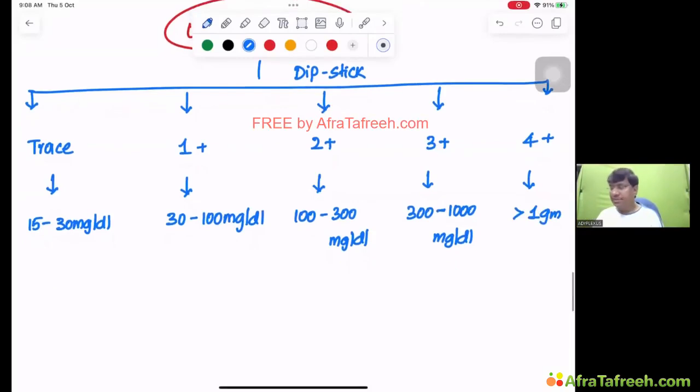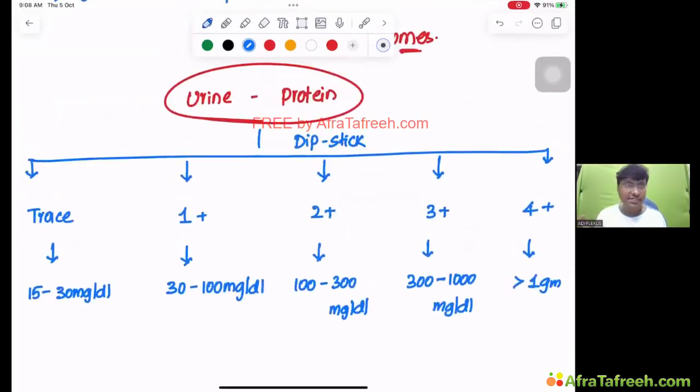Okay, so this point is very, very important because 2-3 times the questions have been asked. If the dipstick shows 3 plus, what is the quantity of the proteinuria? Or they'll give you a complete clinical history showing that the urine dipstick analysis has shown 3 plus proteinuria, and ask what is the quantity of protein excreted in the patient's urine sample. They'll give you options like 30 to 100, 100 to 300, 300 to 1000, or more than 1 gram. So you should be able to make it out.